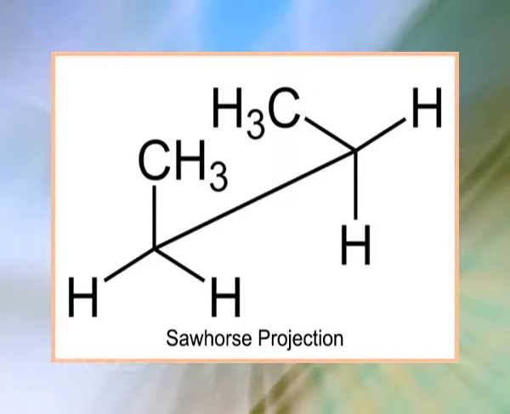Now, Sawhorse projection. A Sawhorse projection is obtained by looking at the molecule sideways from above or at an angle to the bond joining the two carbon atoms. All bonds are drawn with solid lines. 3 bonds at each carbon atom are drawn in the shape of Y or inverted Y. The 3 groups at one carbon atom can be rotated with respect to another carbon atom.